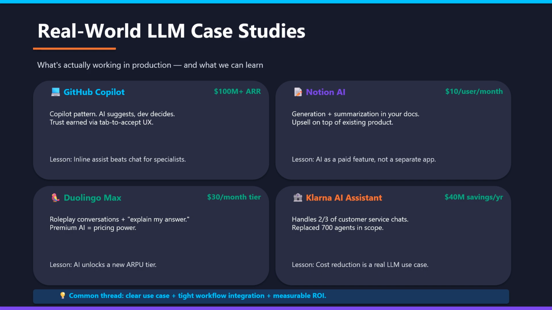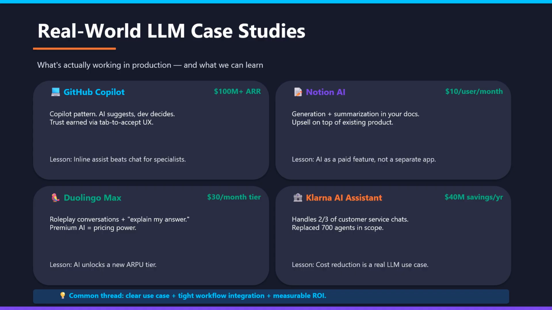Notion AI, $10 per user per month as an upsell. Generation plus summarization built directly into your documents. It's AI as a paid feature on top of an existing product, not a separate app. The lesson is AI can be a pricing lever for your existing product. And Duolingo Max, $30 per month premium tier, role play conversations, and explain my answers feature. Premium AI equals pricing power. The lesson: AI unlocks a new ARPU tier that users will pay for.